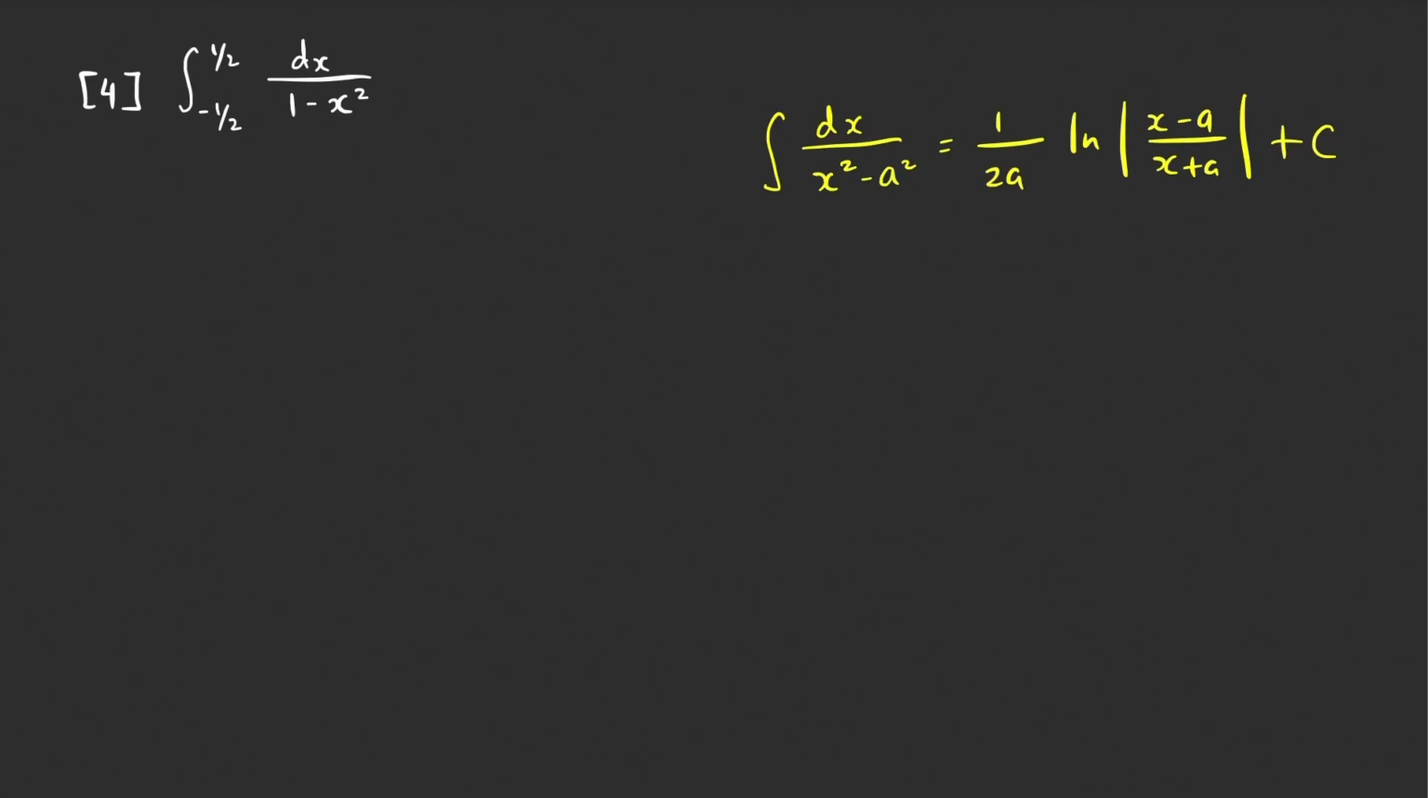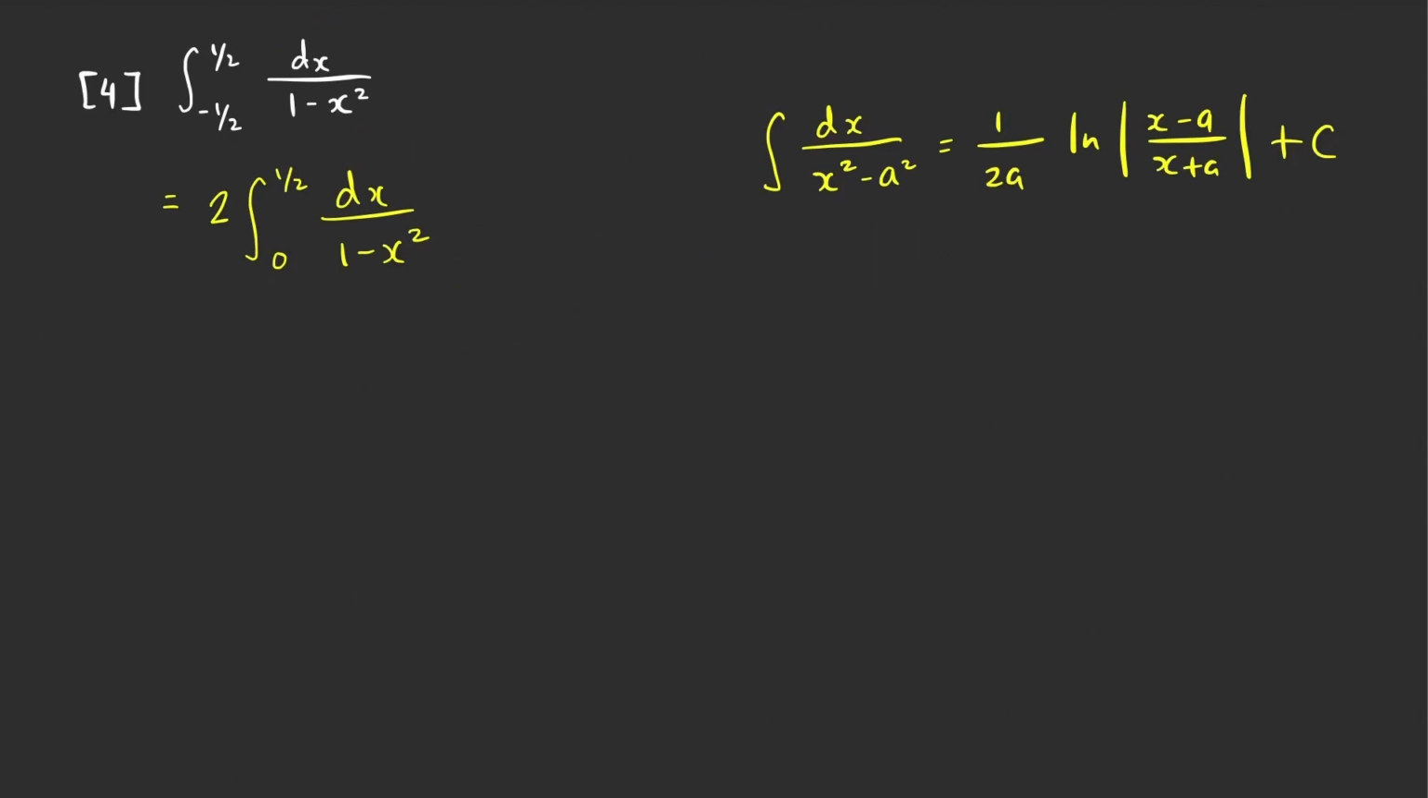And by the way, for me to easily evaluate this definite integral, I can also use the fact that this function here, 1 over 1 minus x squared, is an even function. So the function value at negative x is the same thing as the function value at x. And in that case, if it is an even function, then this is just equal to 2 times the integral from 0 to 1 half, and then dx over 1 minus x squared. Okay. But of course, this is not necessary. So you can just keep the limits of integration, negative 1 half to 1 half.